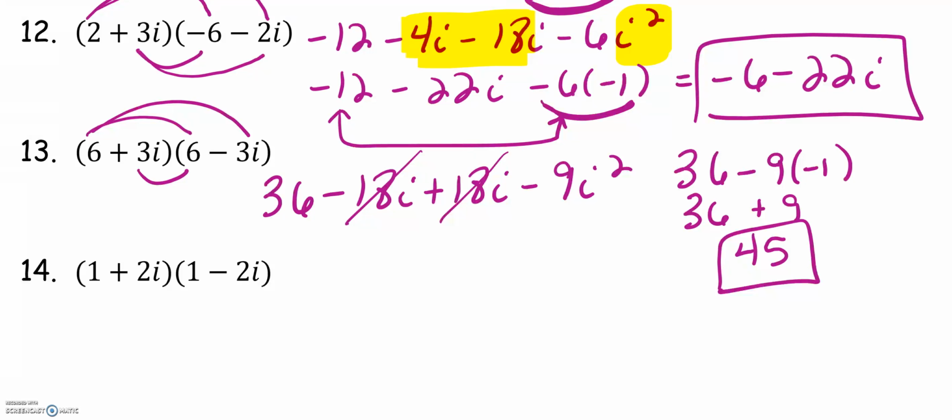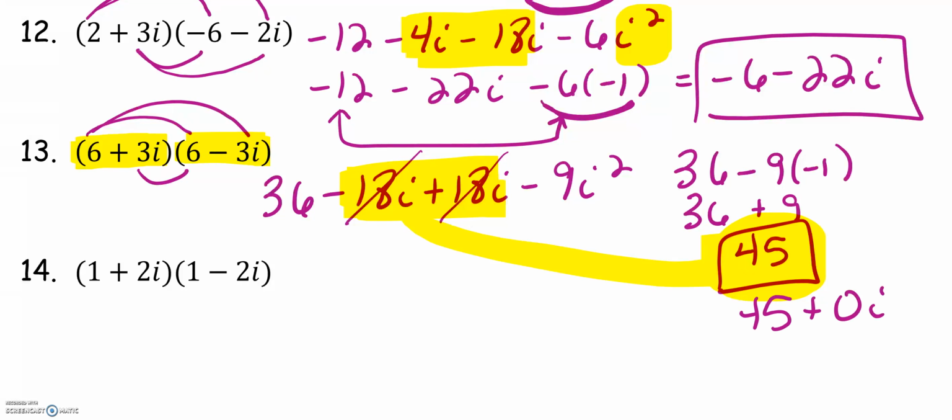So if we notice here, if the numbers are opposites, 6 plus 3i and 6 minus 3i, we actually call those conjugates, which we'll mess with tomorrow. If they are, your outer and inner are always going to cancel. And in that case, we just end up with a number without an imaginary. Technically, it's 45 plus 0i, but we don't see the i, of course, if it's a 0.